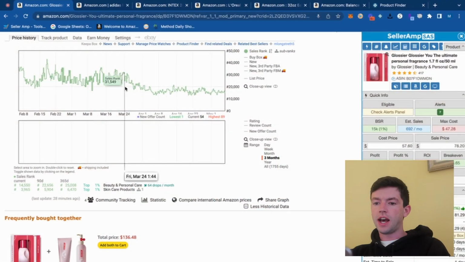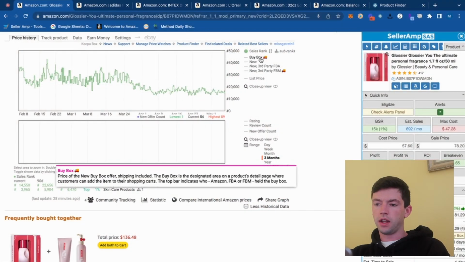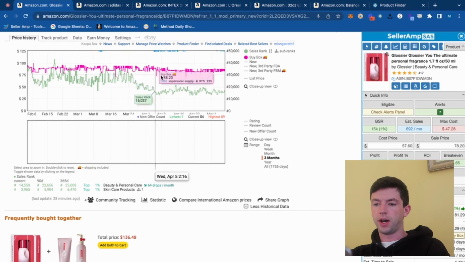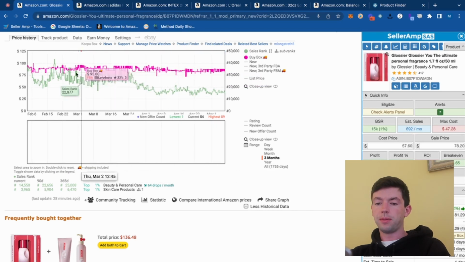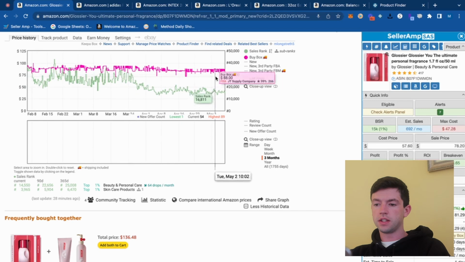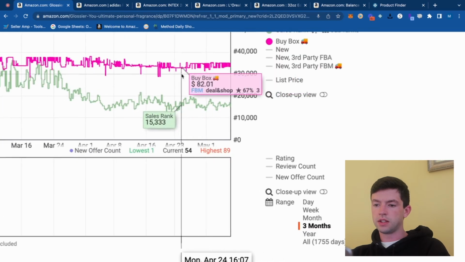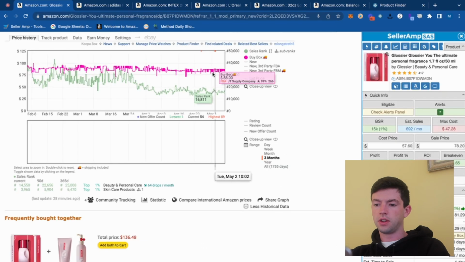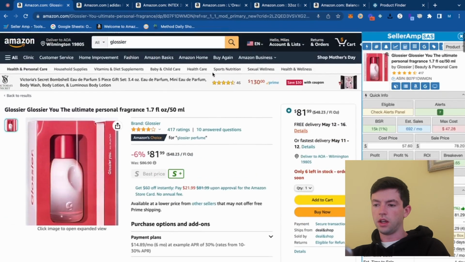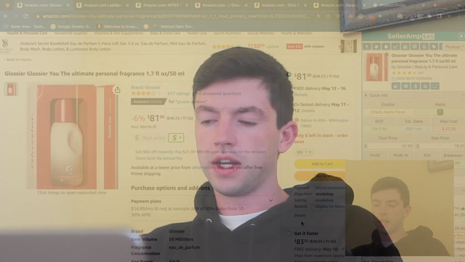Right here, the next tab that's important to have selected is the BuyBox price. You can see it's very steady in this case, going right around $82 to $86. The BuyBox is what's right up here. It's the buy it now option that the customer sees. It's basically the seller who's in the BuyBox. They're in the driver's seat to get the sales. The vast majority of the sales go to the seller that's in the BuyBox.